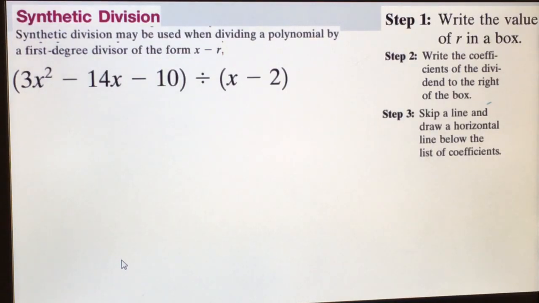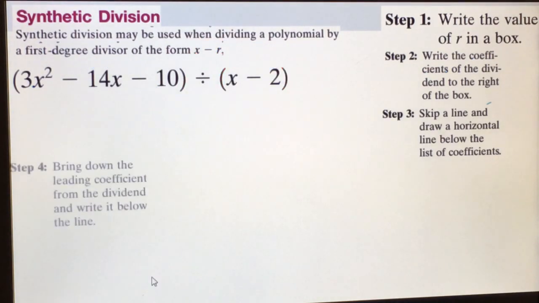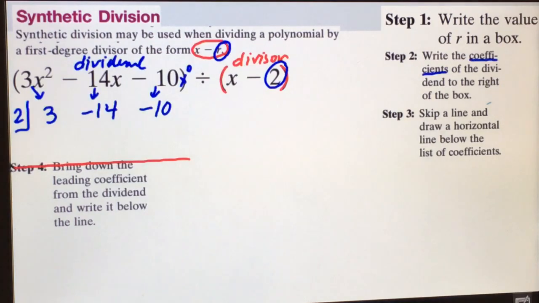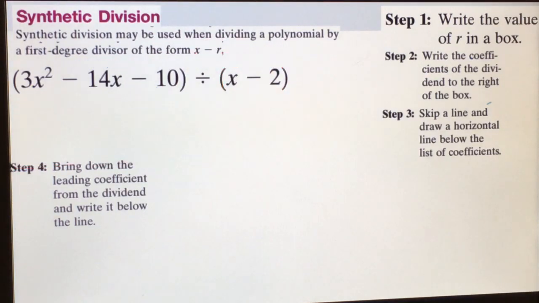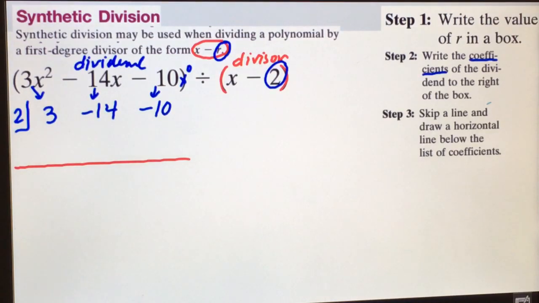Alright, so now that we have that, the next step would be skip a line and draw a horizontal line below the list of coefficients. I'm going to skip a line, leaving some space right there. Next step is bring down the leading coefficient from the dividend and write it below the line. So we're now bringing down. So bringing down the first coefficient, we have 3 right there.